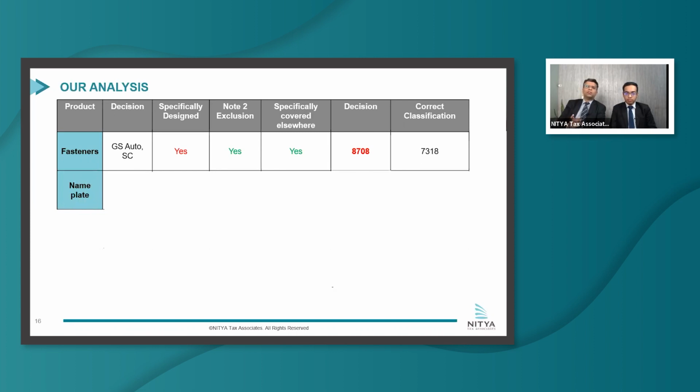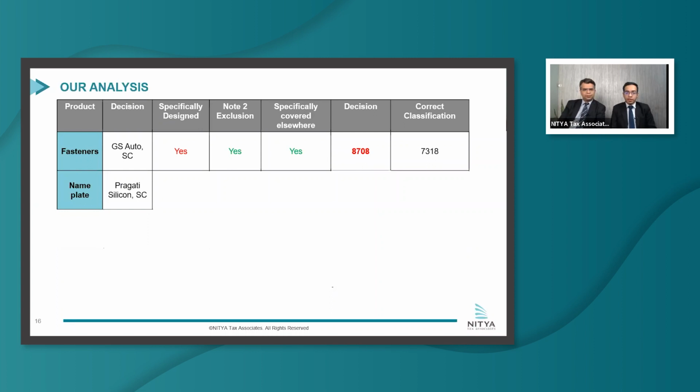Here, another important point for GS Auto is that even though they discussed Note 2, and we have to accept that once discussed, the judgment of the Supreme Court would hold, the third test at least was not discussed. So the assessee did not submit the fact that they were also covered elsewhere by nomenclature. So that is a sufficient point for distinction in this case.